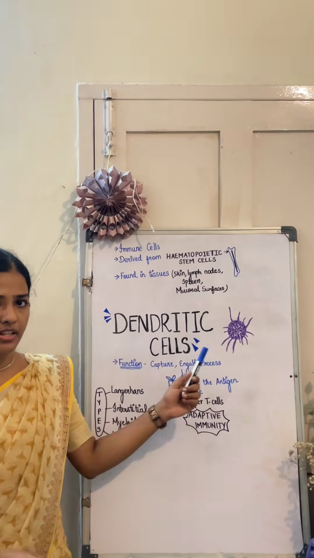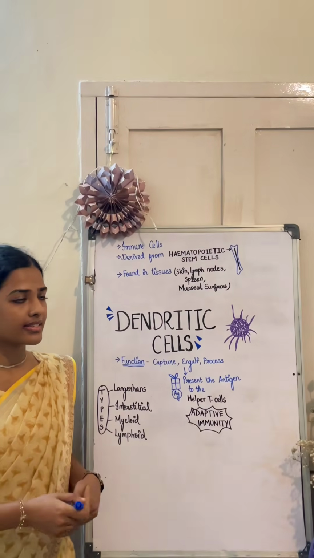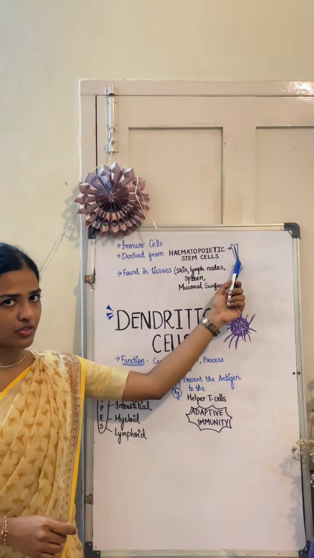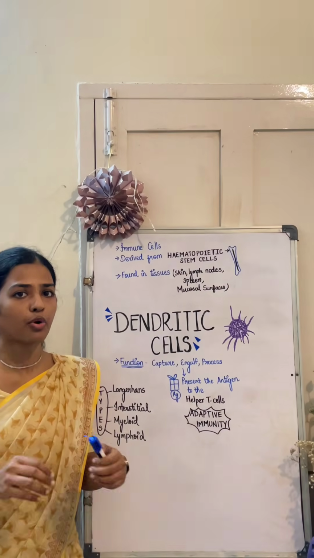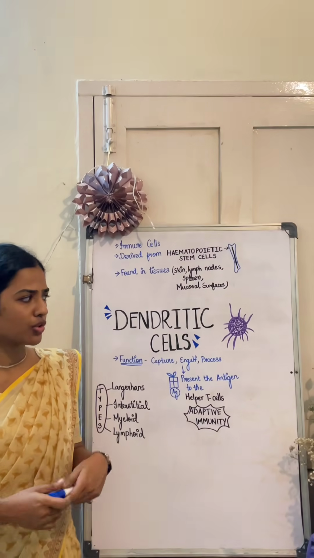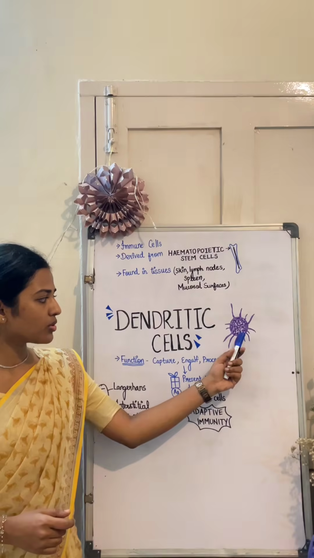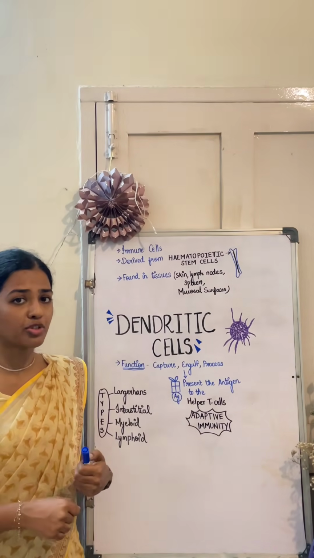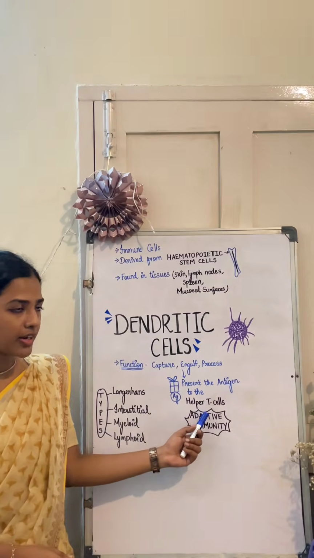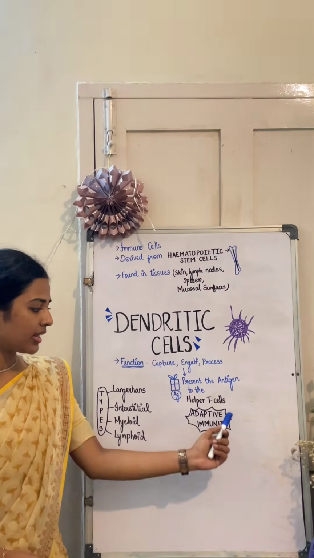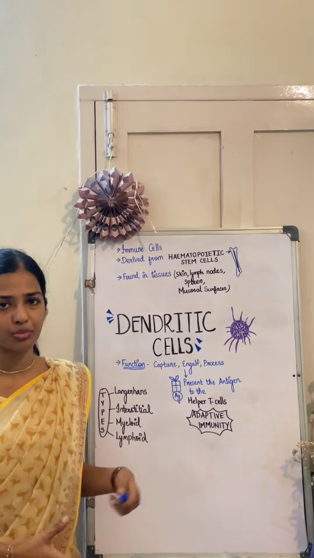Okay, let's do a quick recap. The dendritic cells belong to the immune cells and they are produced by the stem cells of the bone marrow, after which they go and settle down in various tissues to protect them from the antigen. If they find an antigen, they'll use their projections to capture it and present it to the helper T cells. This will activate the helper T cells and ignite the adaptive immunity.